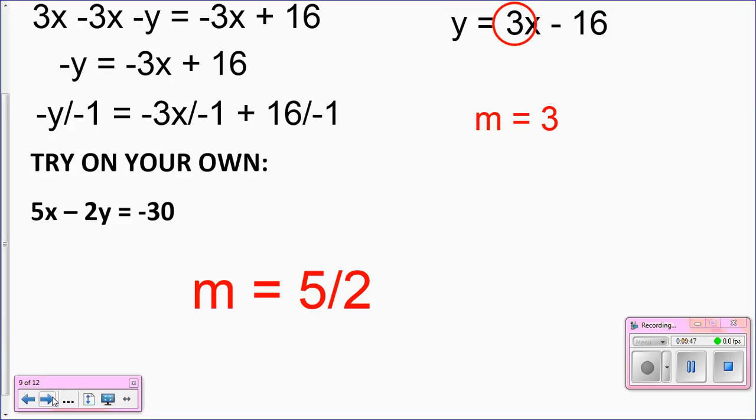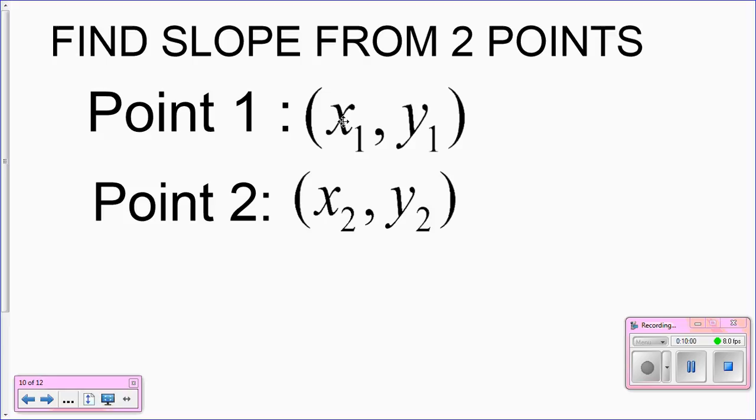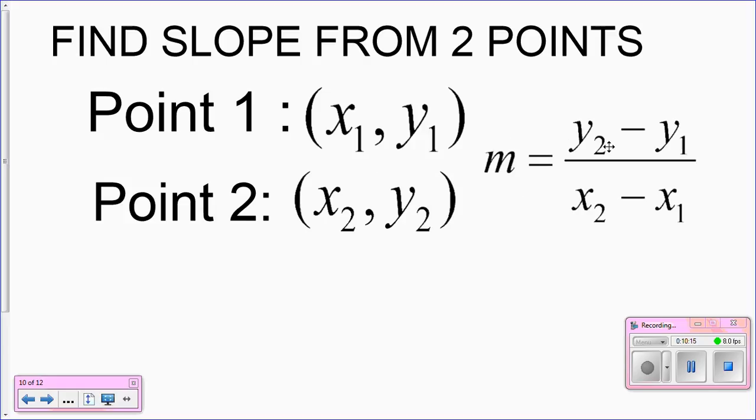Alright, next thing, finding slope from 2 points. Well, we picked 2 points. We can find the slope using a certain equation. So when you pick 2 points, remember, the x1 and the x2 just mean that they're different x's, but they're both x values. It's just changing it so you don't get them confused with each other. So you'll have 2 different points. They'll be different values, probably. And then you're going to plug them into this equation. M equals y2 minus y1 over x2 minus x1.